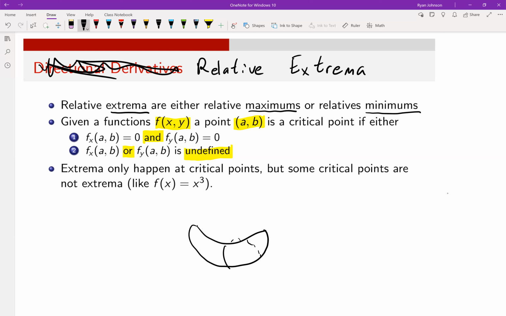And so then, if you're standing in the middle of a Pringle, then if you walk that way, you're at a minimum. If you walk that way, you're at a maximum. So you're at neither. Okay. So what we're going to do for these problems is find all the critical points, and then even then, we're going to throw out some critical points that are not relative extrema.